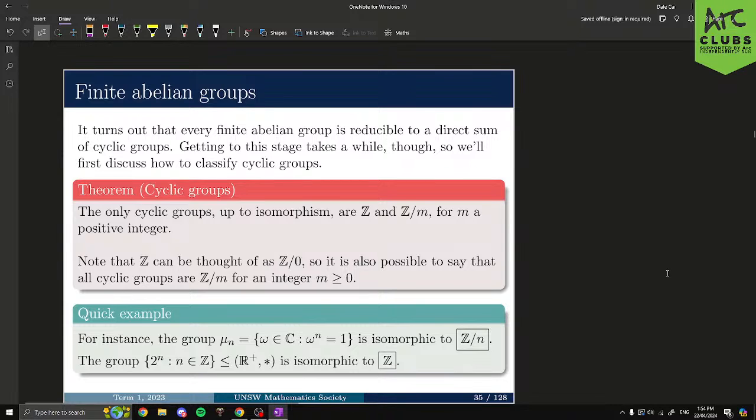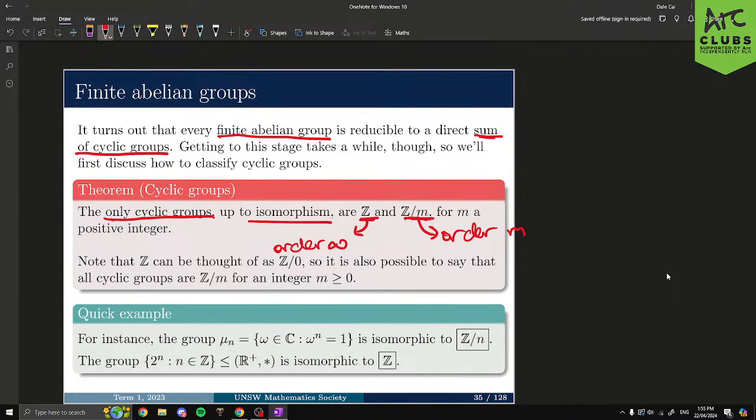Okay, now let's talk about finite abelian groups. It turns out that every finite abelian group can be reduced to a direct sum of cyclic groups. This proof takes a while, but we'll first discuss how to classify cyclic groups. The only cyclic groups that exist up to isomorphism are Z and Z mod M. Z mod M are cyclic groups of order M, and Z has order infinity.